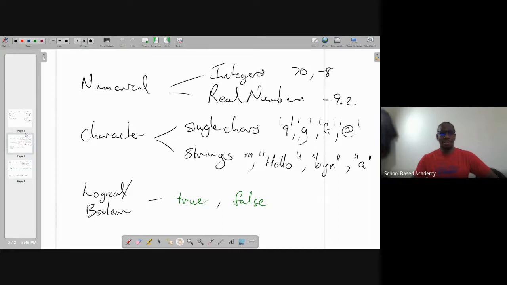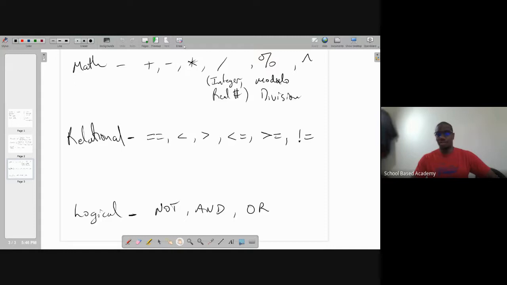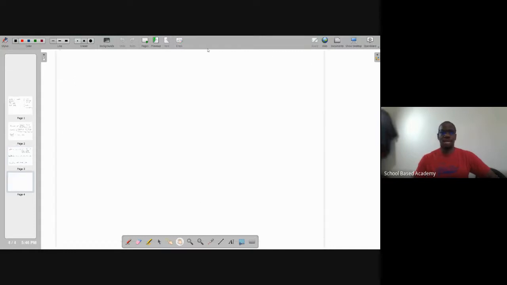All right, I'm going to put this up inside of here. Lastly, we'll have some truth tables. We're going to cover that too. But we could see mathematical operators in action.